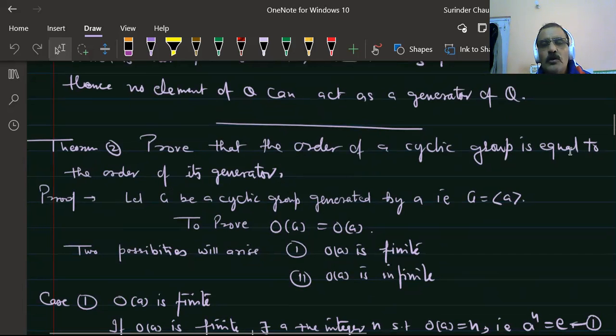The order of a cyclic group is the order of its generator. So let G be a cyclic group whose generator is A. So we can write this. What we need to prove is that the order of G is equal to the order of A.